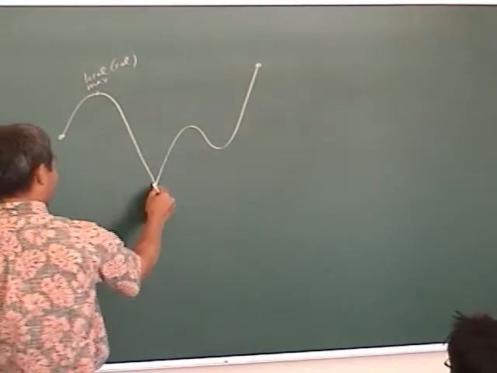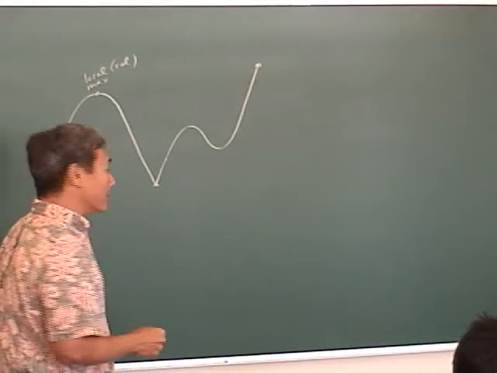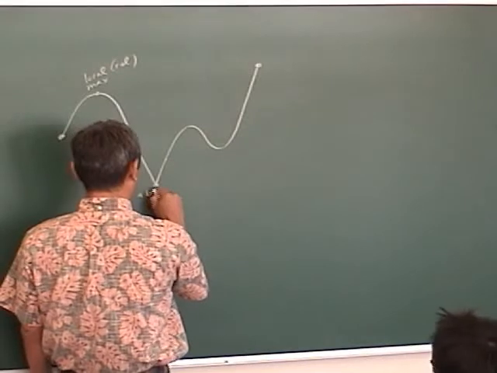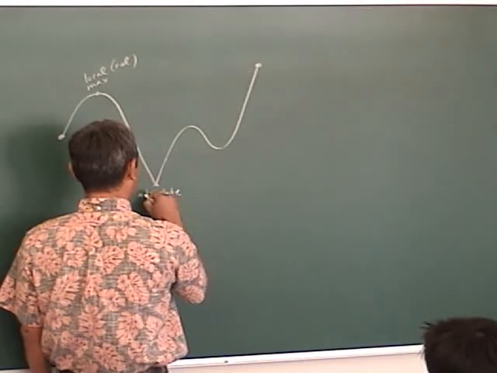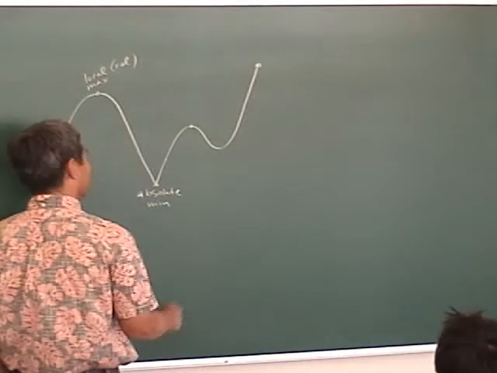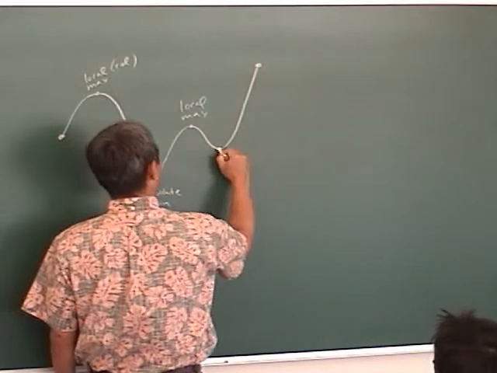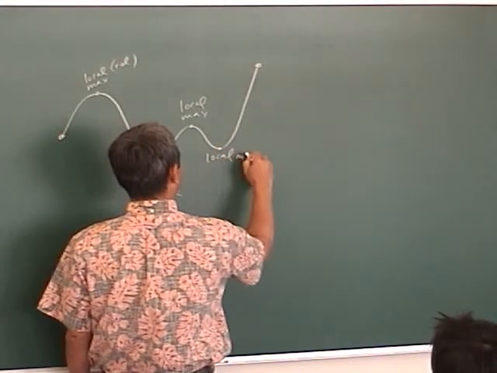What about this point right here? It's the minimum. That's the absolute minimum, because that's the lowest point on the entire graph. Absolute minimum. What about this point? Relative maximum. Local maximum. What about this point? Relative minimum. Local minimum.